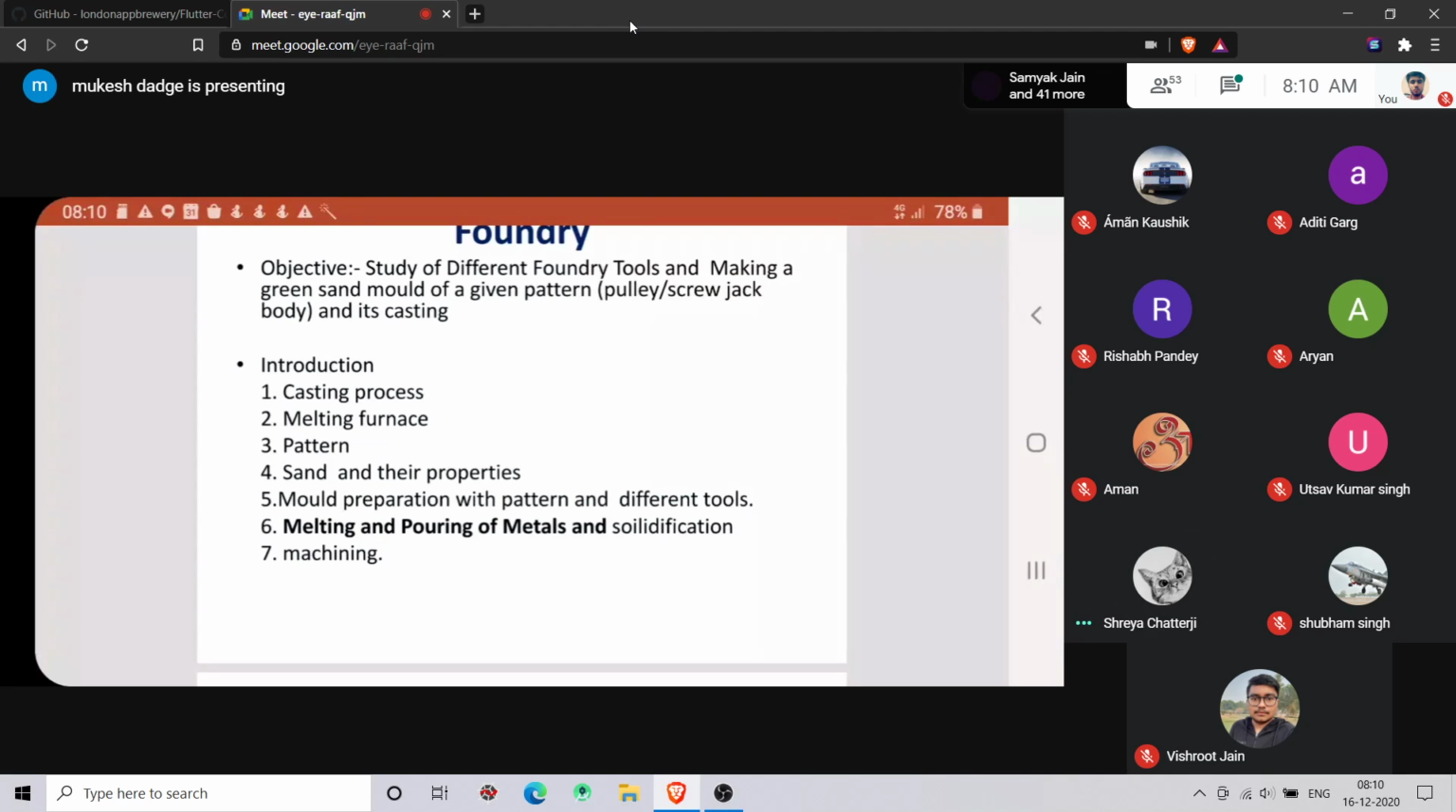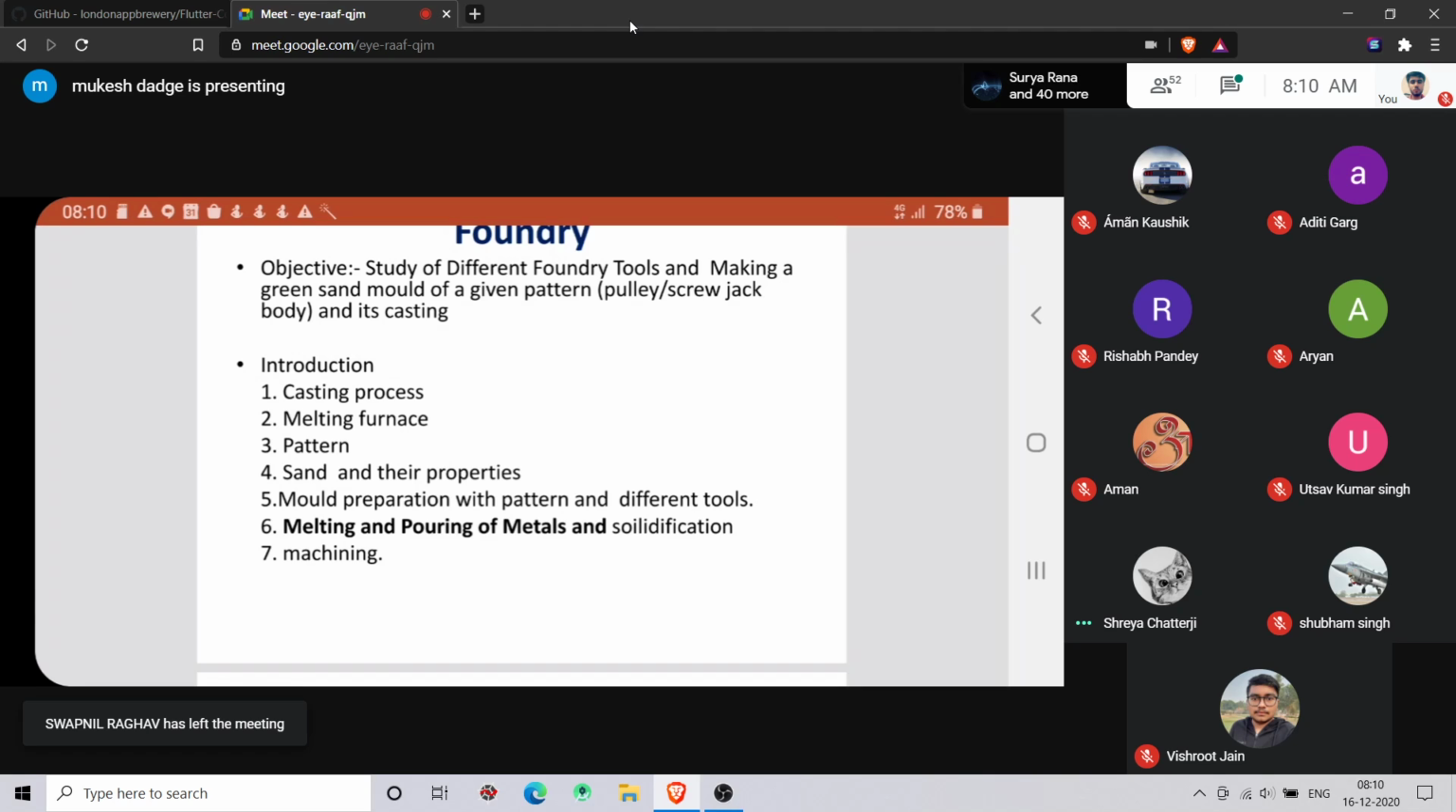Sir, do we usually do melting and pouring of metals in the lab? In the practical lab, yes, an induction furnace is there in our DTU workshop lab. So we have to melt it, and then you have to pour it. Students do that.